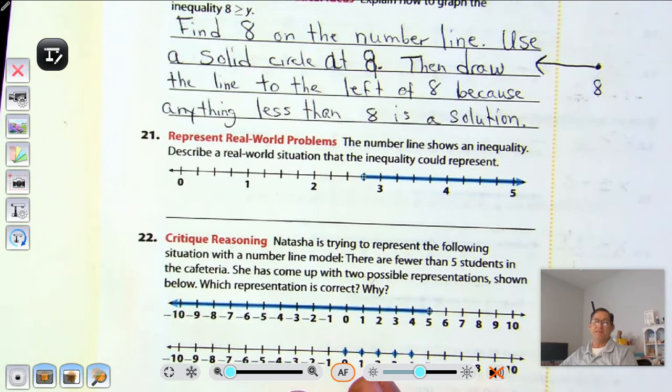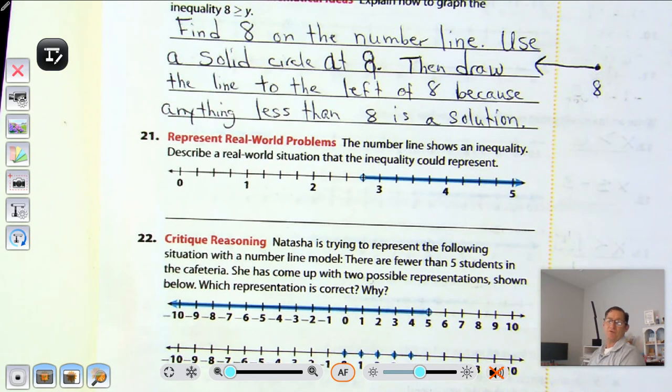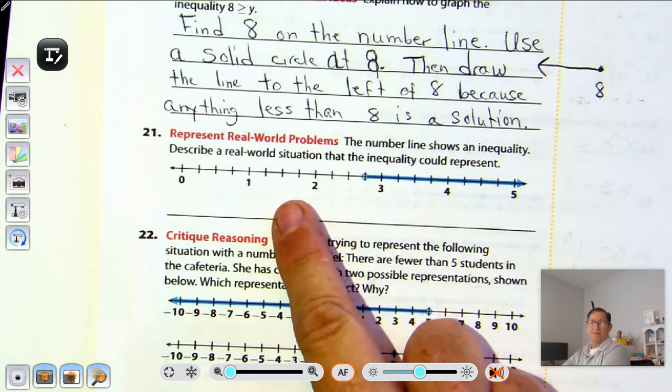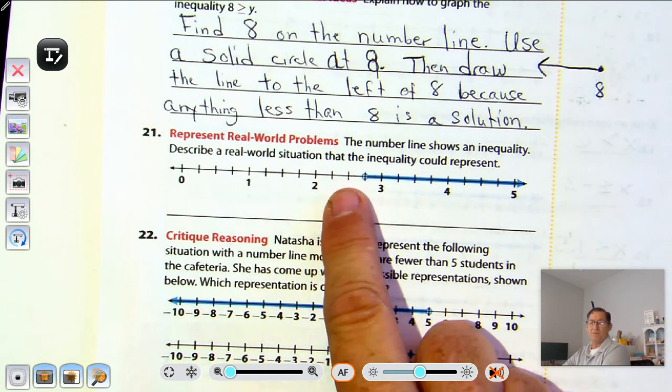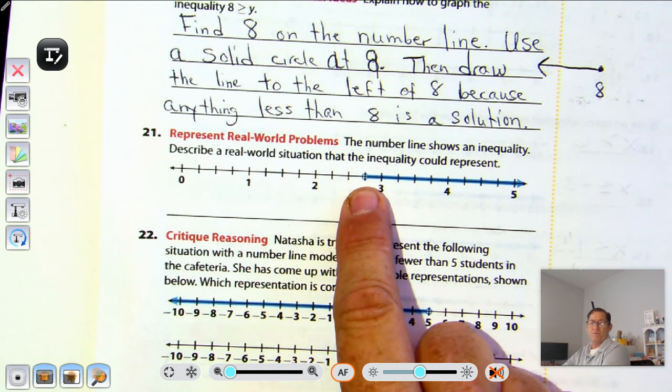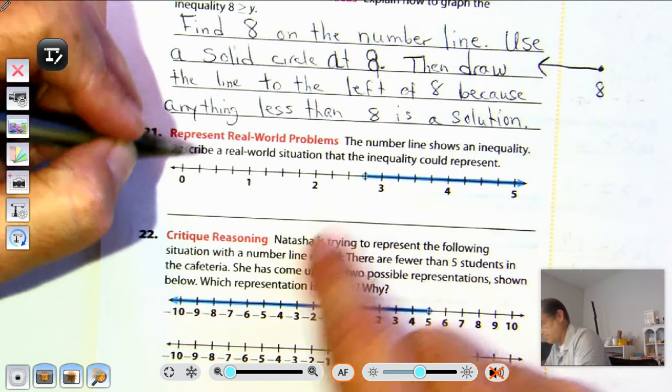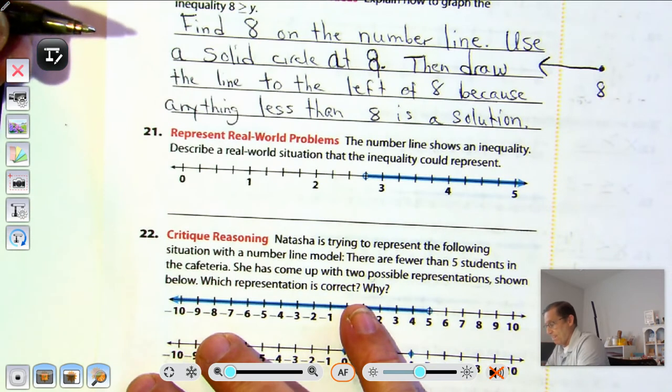All right, 21. The number line shows an inequality. Describe a real-world situation that the inequality could represent. So I see 1, 2, 3, 4 lines in between the two whole numbers. So those are fourths. And it's at 3/4, and it's an open circle.